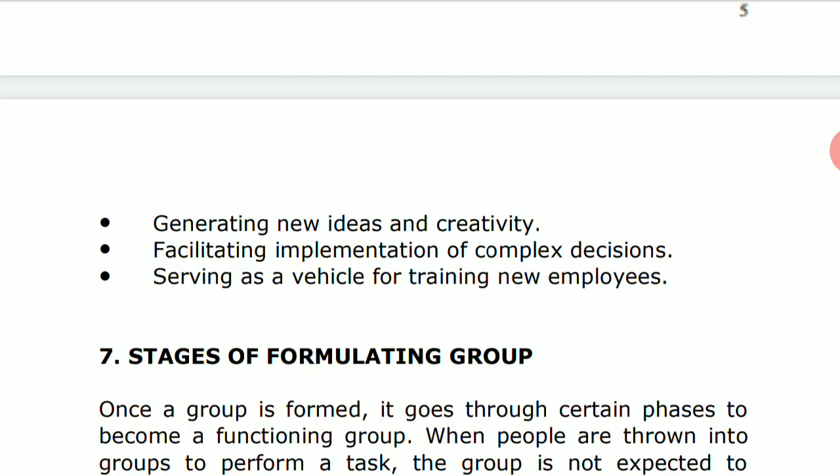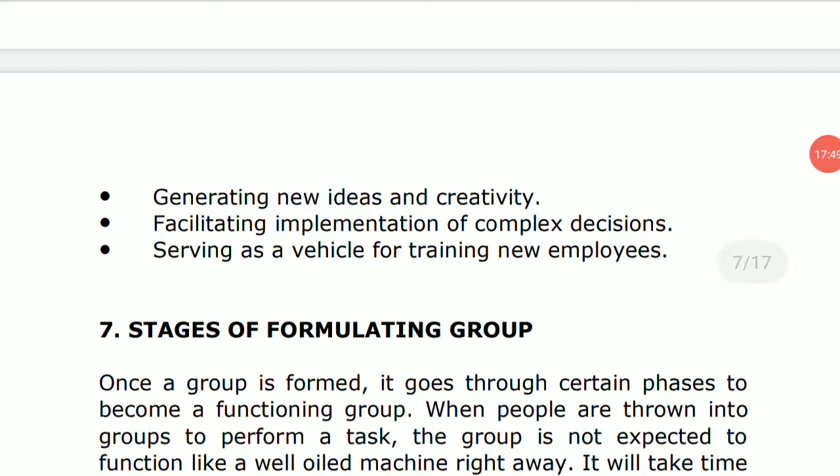Group dynamics works like a vehicle for training the new employees. So new employees who are joining, if you want to make them feel better, if you want to train them for some kind of purpose, then when they are joining the group or when they are in the group, because of the group dynamics, that becomes easy.